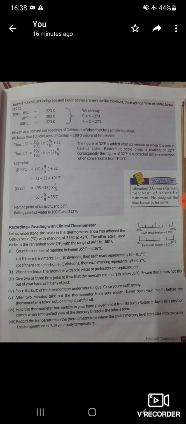Now next, you will notice that centigrade and Kelvin scales are very much similar to each other. However, the readings have an added factor of 273. Okay. Now 0 degree Celsius is 273 Kelvin, 10 degree Celsius is 283, 100 degree Celsius is 373 Kelvin.